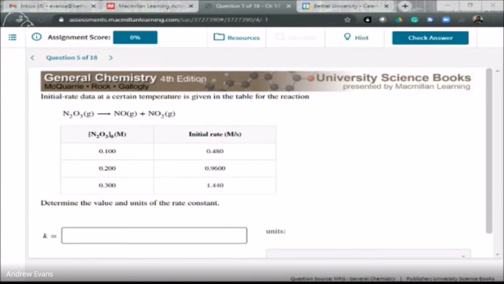This first problem just looks at the effect on the rate of a one-reactant system rate law, and then it asks to determine the K. So how do we go about doing this? How do we go about determining the K on a problem like this?